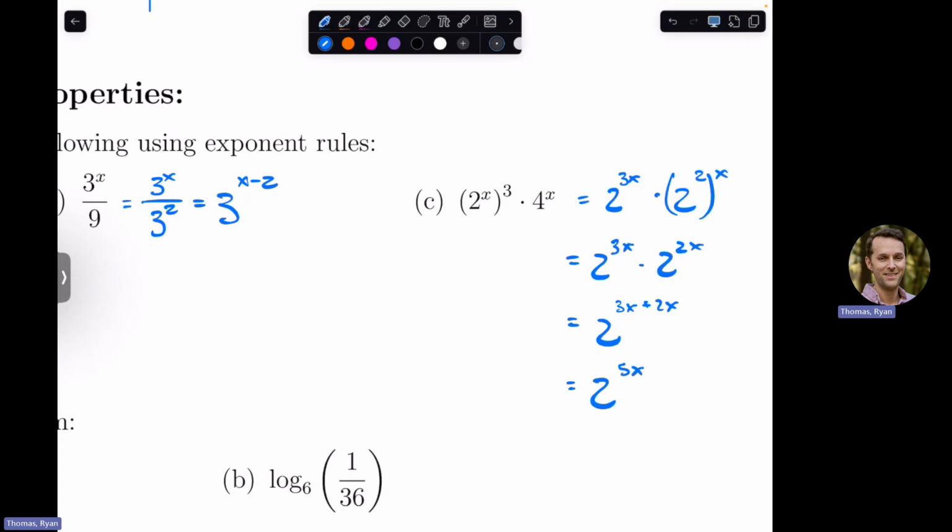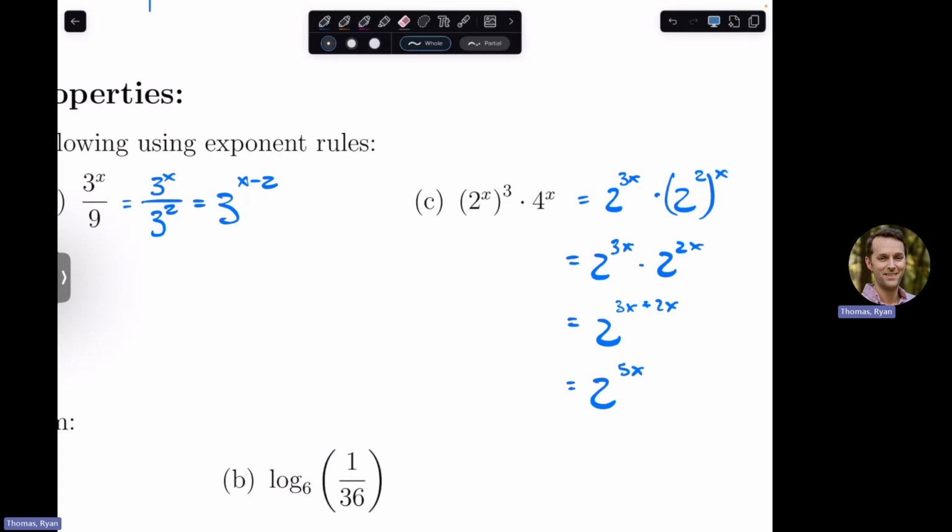X times 3 is 3x. 4 to the x, I'm just rewriting as 2 squared so that I have them in terms of a like base, right? So that then I can combine stuff. 4 is 2 squared. 4 to the x then is 2 to the 2x. And then we can combine and get them as a single thing.